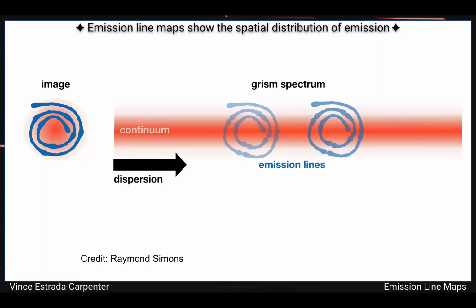And the way we do emission line maps, essentially, this is a very simplified version of this, is if we can fit that continuum, we can remove it, leaving only the light from the emission line that you can see here.